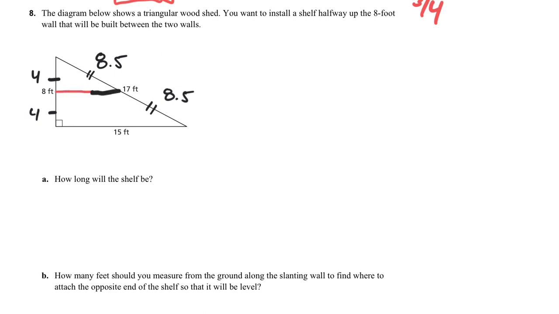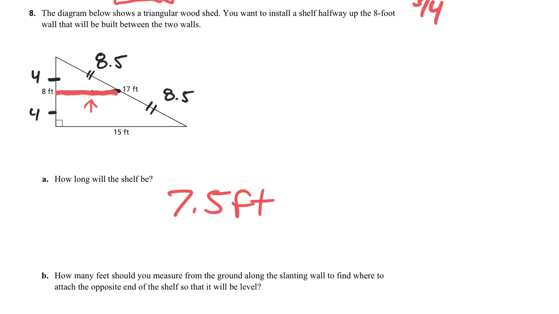Now, oops, let's change colors in the middle of this. So what we have is a mid-segment. So if we know the bottom here is 15, this is going to be half. So that shelf is going to be half of 15, which is 7.5 feet. Easy enough, right? You don't do anything special. That's just our mid-segment theorem.